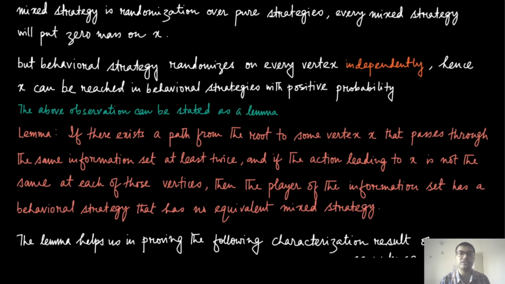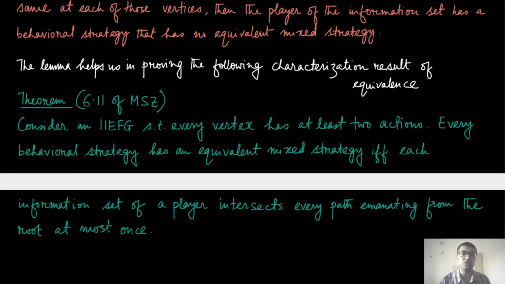So this observation can be stated formally as a lemma. This lemma says that if you have a path from the root to some vertex x that passes through the same information set at least twice, and if the action leading to x is not the same at each of these vertices, then the player of the information set has a behavioral strategy that has no equivalent mixed strategy. That is exactly rephrasing the arguments that we have provided in the previous section. Now this lemma will be useful in providing the characterization result of equivalence. When does this equivalence hold?